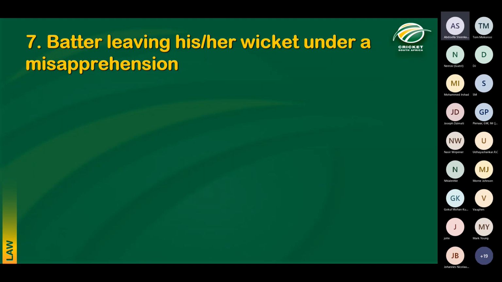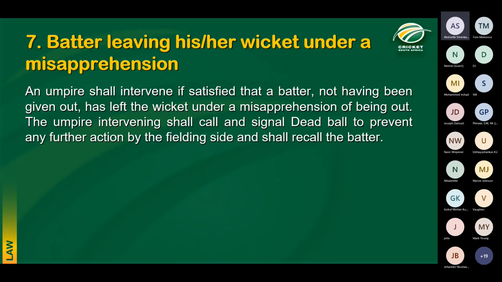So what happens if a batter leaves his or her wicket thinking he or she is actually dismissed? The law tells us that you as the umpire need to intervene as soon as you can to prevent further action from the fielding side. An example of this, and I had it once. It was a noisy stadium. There were 9,000 people in the stadium.